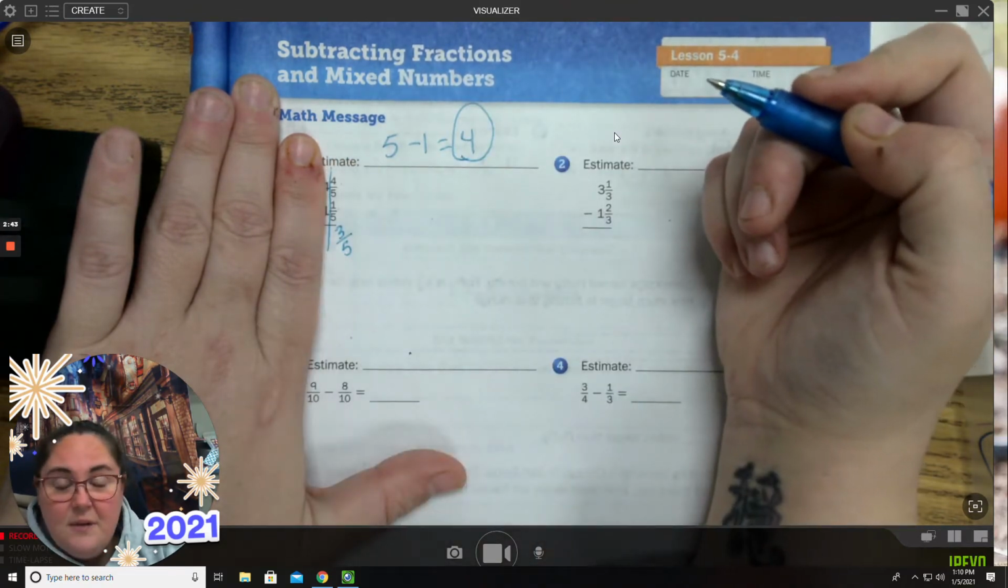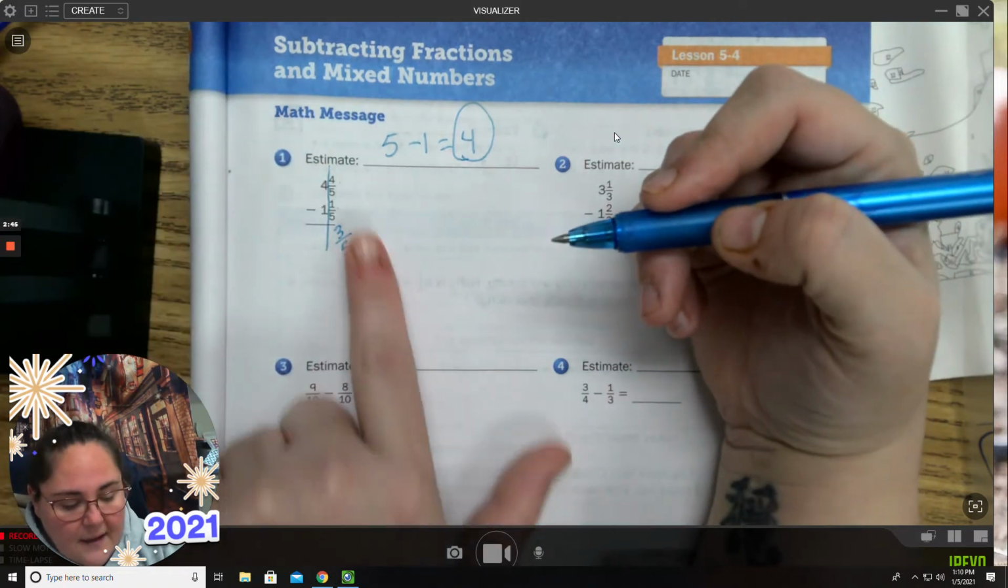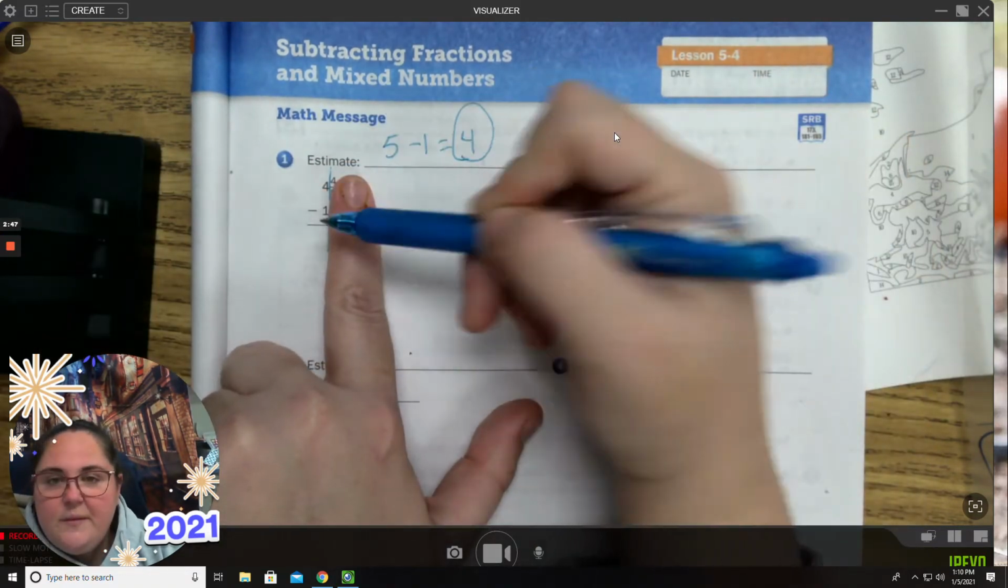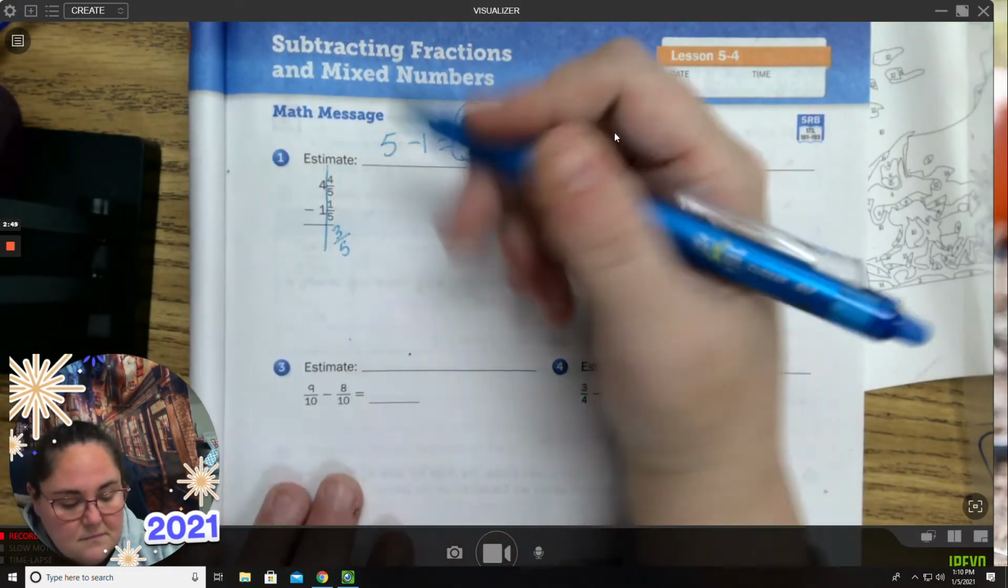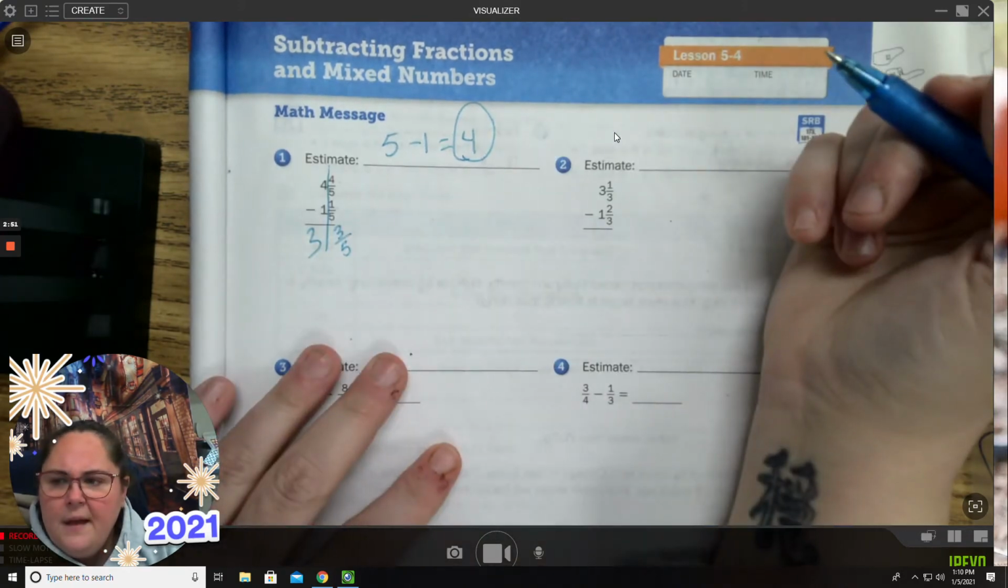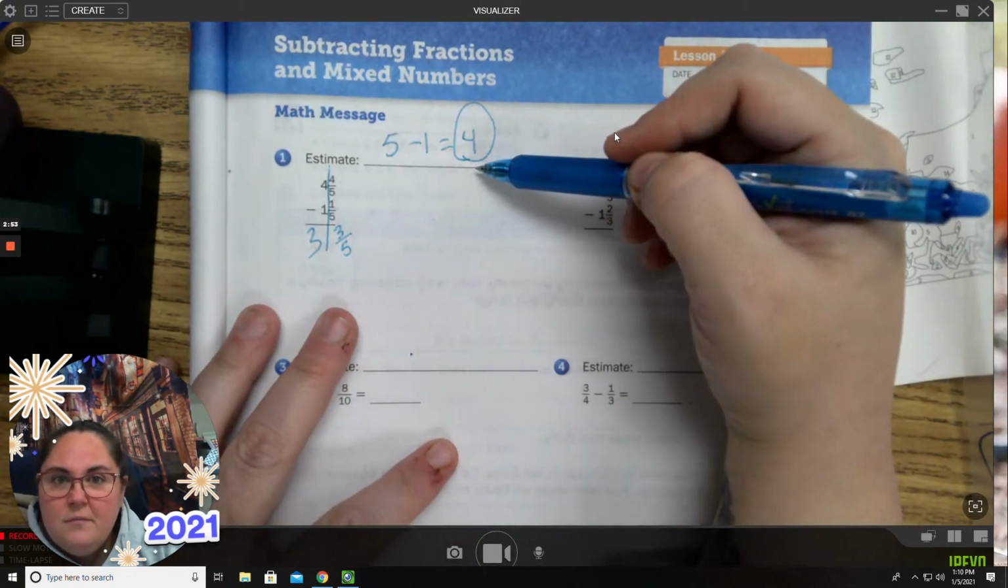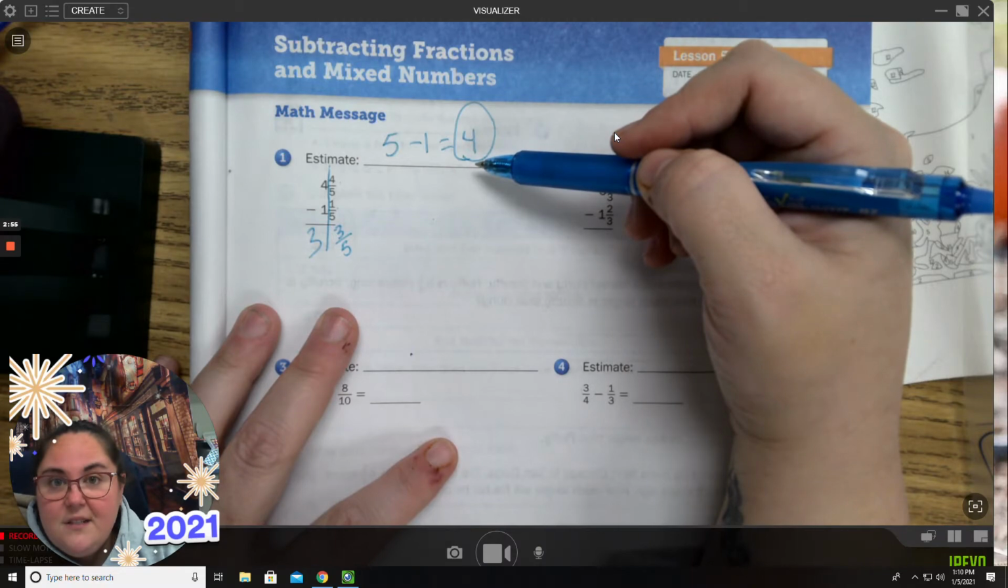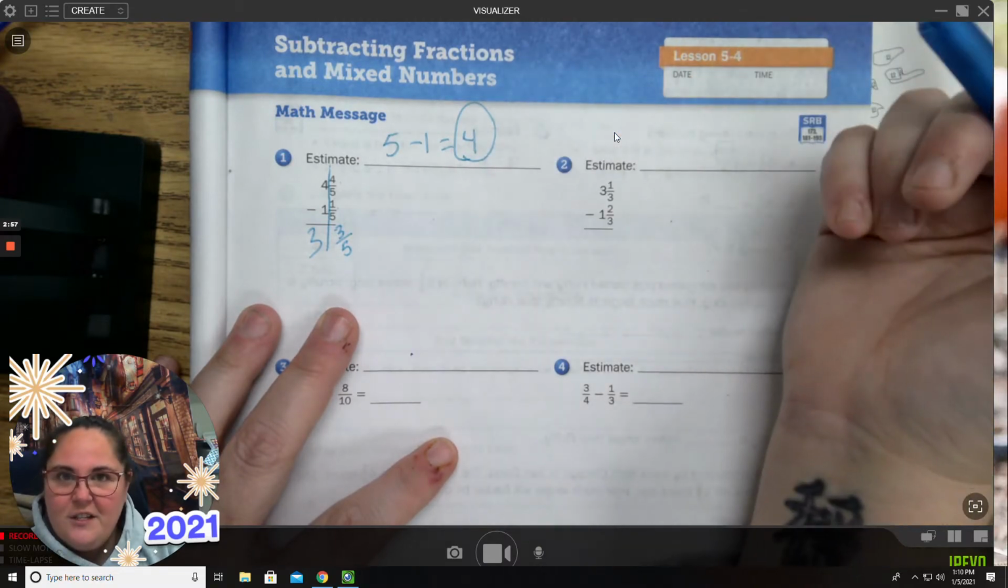I don't have to borrow. I'm good. All right, now let's look at our whole numbers. What's 4 minus 1? 3. Is 3 and 3/5 close to 4? Yeah, I would say so. That is one way that you're going to do this. Let's keep going.